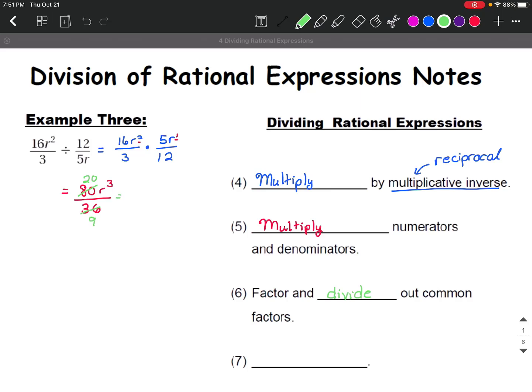So that gives us in the top, what do we have? This is our simplified part. In the top, we have 20r cubed left, and in the bottom, we have 9.